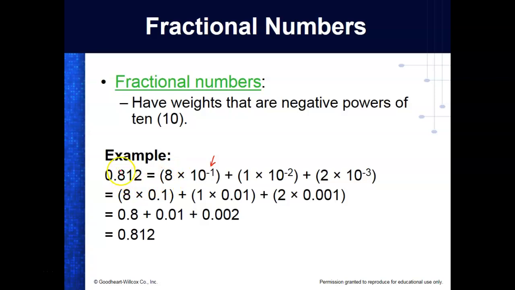So 8.812 would be 8 times 10 raised to the what? Minus 1. The next one would be what? To the minus 2, to the minus 3, to the minus 4, to the minus 5. Everybody understand that? Okay. We okay? All right.